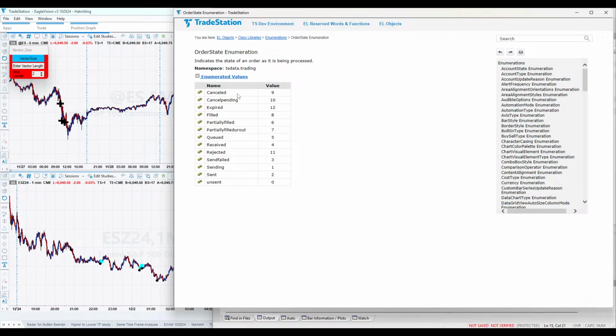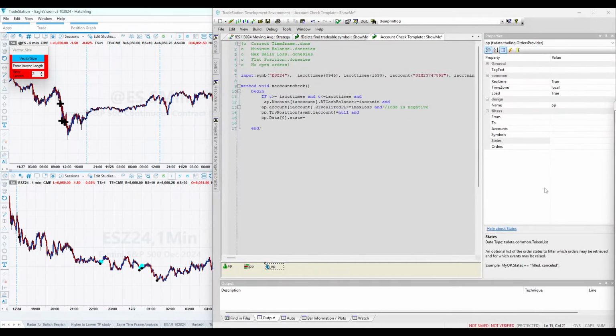canceled is an end state. Cancel pending would be open. Expired is an end state. Filled is an end state. Partially filled, I think that's considered open. Queued is open. Received, I think that's closed. Rejected, I think that's closed. So like I said, I need to pull up the flow chart and see if I can figure out what to put here. All right, but for the time being, we're just going to put that the thing is filled, 8 equals 8.